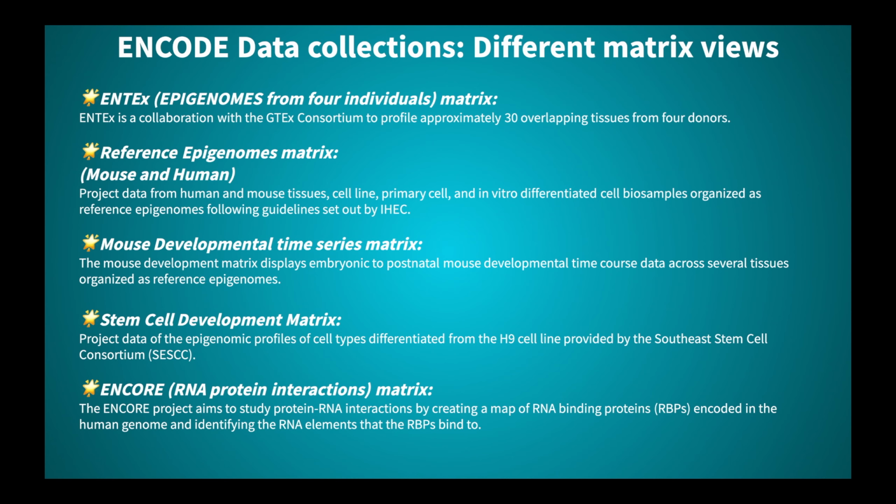Next is the reference epigenomes matrix, which is performed on both mouse and humans. Next is the mouse developmental time series matrix. Next is the stem cell developmental matrix. And lastly, it's the ENCORE or the RNA protein interactions matrix.